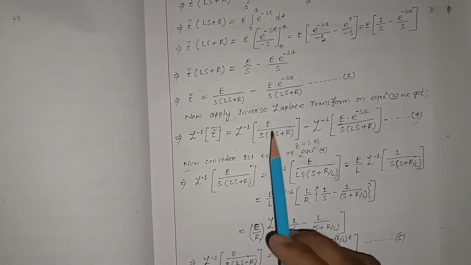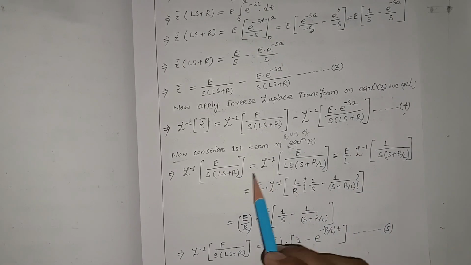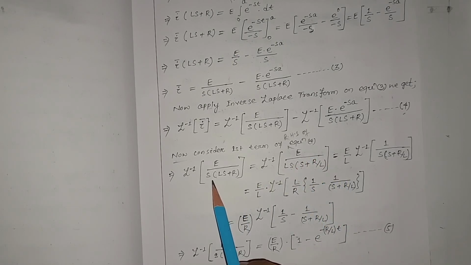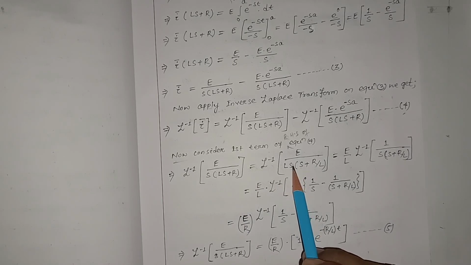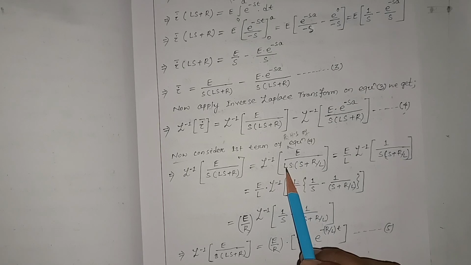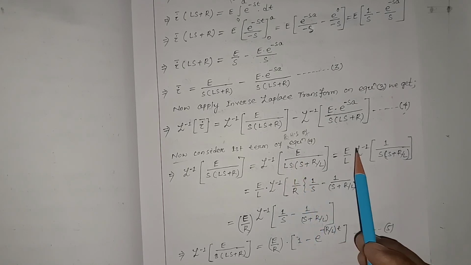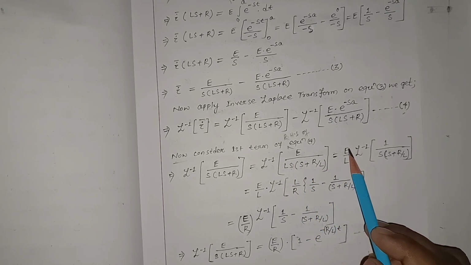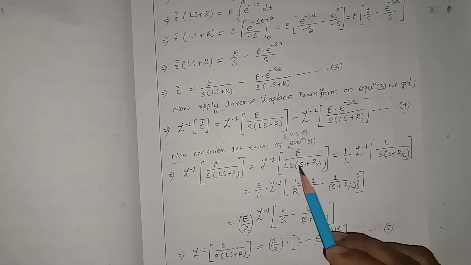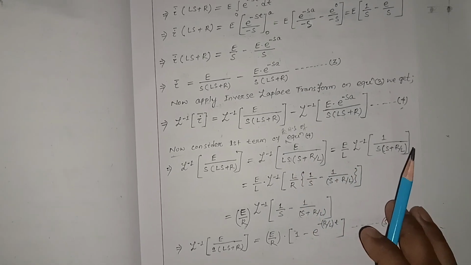So the inverse Laplace transform of this one will be equal to the inverse Laplace transform of E by, here you can see L taken common from these two terms will be Ls into S plus R by L. So here L and L, so E and L taken outside because constant. So E by L inverse Laplace transform of 1 by S into S plus R by L.